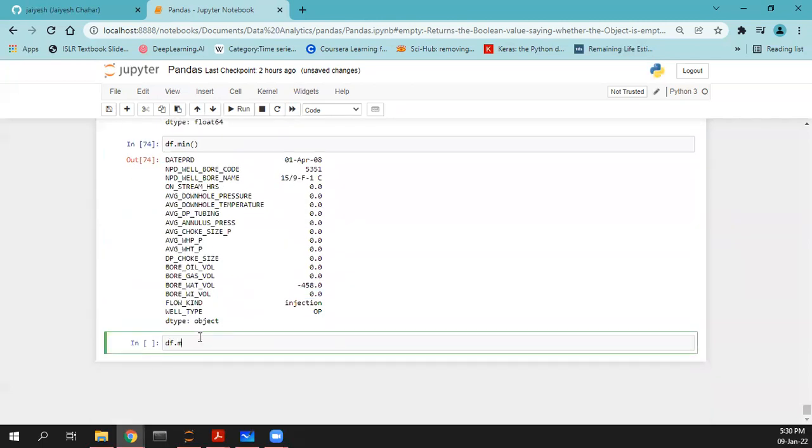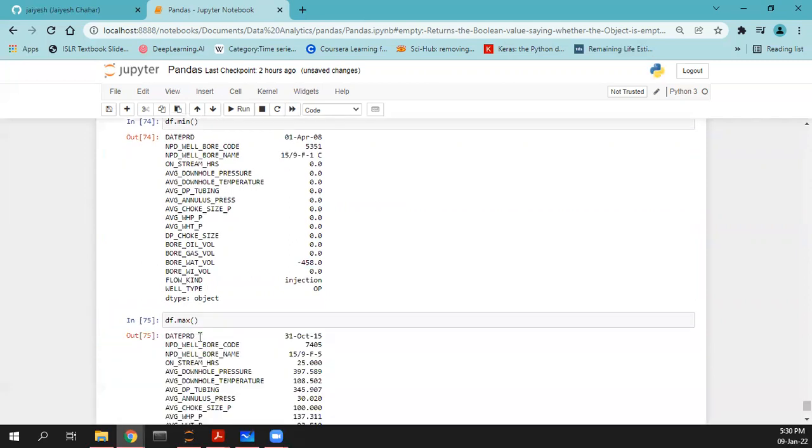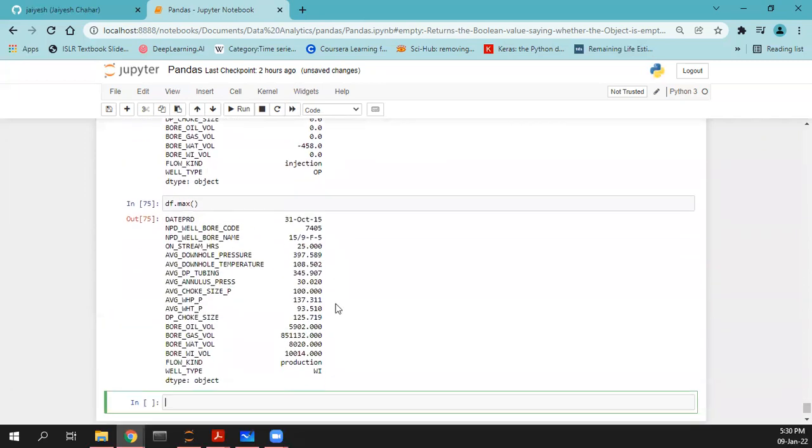In a similar way, we can also get the maximum value for each column by using df.max. So these are some ways of taking a statistical summary of your data. For getting the statistical summary of all your data, you can use the df.describe function, the best function.